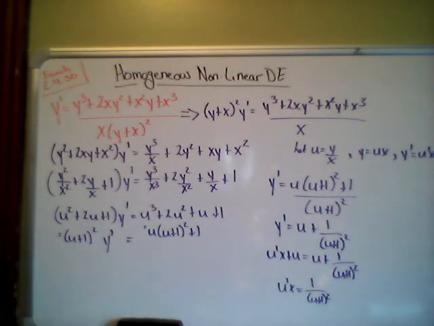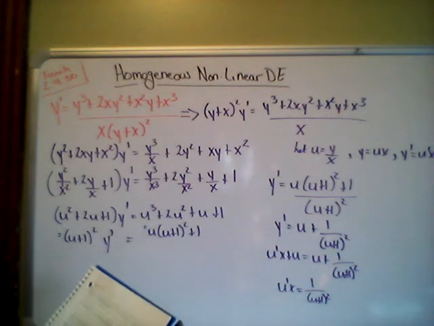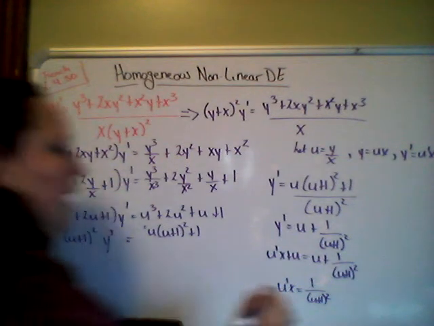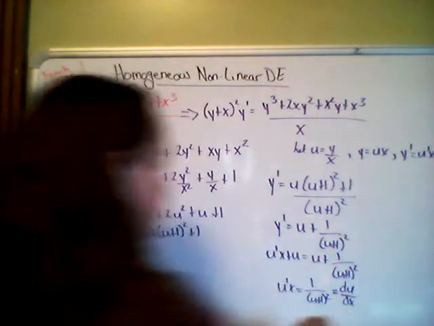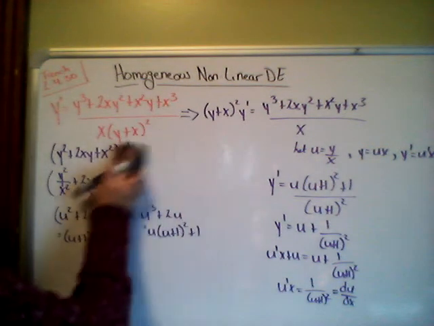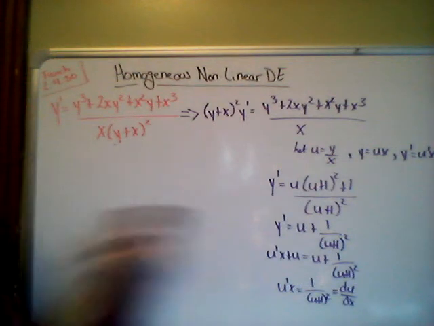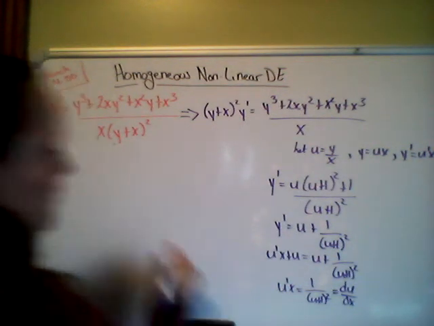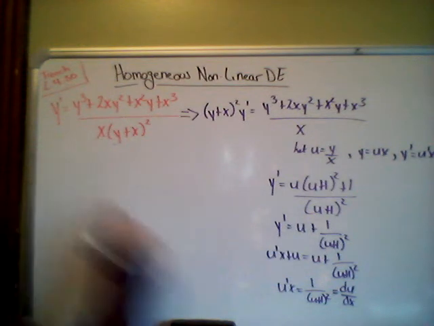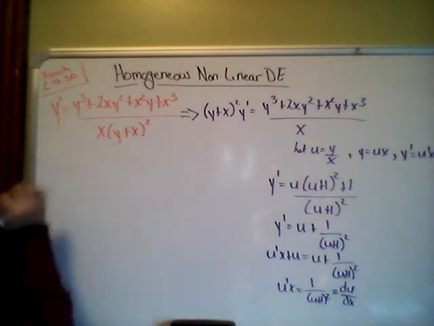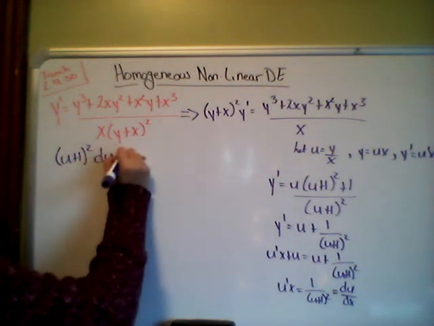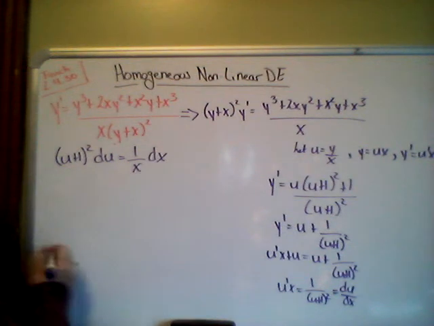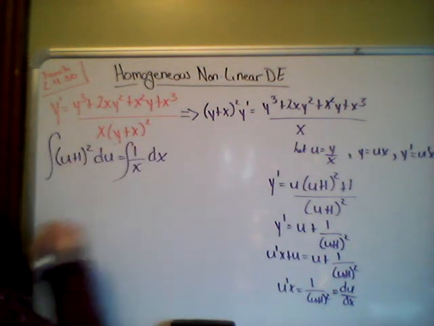And now what we need to recognize here is that we can separate our variables, because u prime is also equal to du over dx. So I'm going to make some space. Then we will divide by x and multiply by (u plus 1) squared, so that we have (u plus 1) squared du equals 1 over x dx. We're going to integrate both sides.